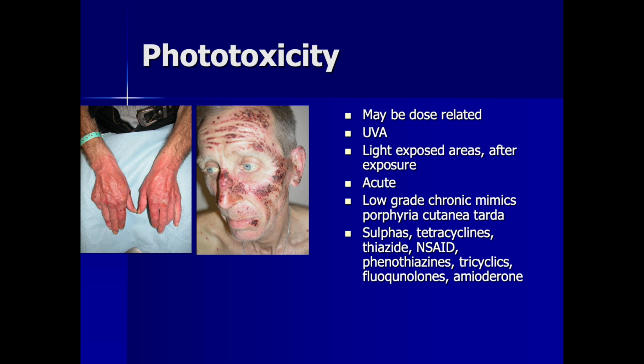So this man here being exposed to demeclocycline, and this is a well-known photosensitizing tetracycline, and he developed acute photosensitivity with hemorrhage. It can be low grade, and it can therefore mimic porphyria cutanea tarda, and this is called drug-induced pseudoporphyria. Common causes of the latter are non-steroidal anti-inflammatory agents, but in general the photosensitizing drugs are sulfonamides, tetracyclines, thiazides, nonsteroidals, phenothiazines, tricyclics, fluoroquinolones, amiodarone.